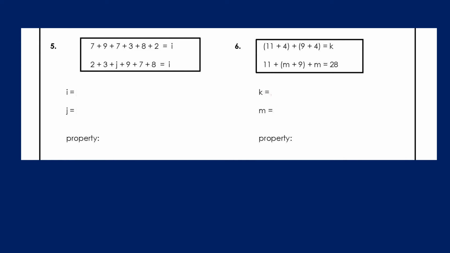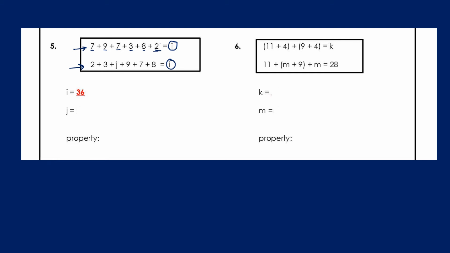Question number 5. This is a longer problem, okay? But if you add 7 plus 9 plus 7 plus 3 plus 8 plus 2, you're going to get 36. So I equals 36. Now you can see that they've changed the order of the addends, but they both equal I. So that means that all of these numbers should match up.